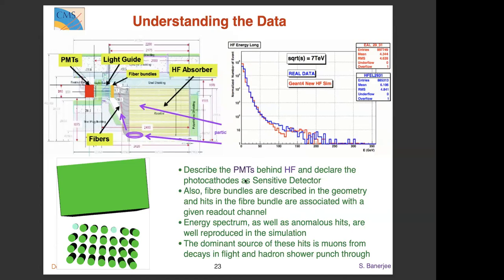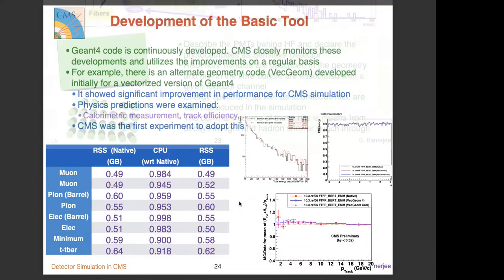So using these things, together, we could really describe the anomalous hits; they are well reproduced in the simulation. And obviously, this is really either the punch-through of the hadrons going all the way to the PMTs, or it could be the decay in flight of the hadrons to muons, and the muons go through to the PMTs. So that is the cause of these high energy hits.